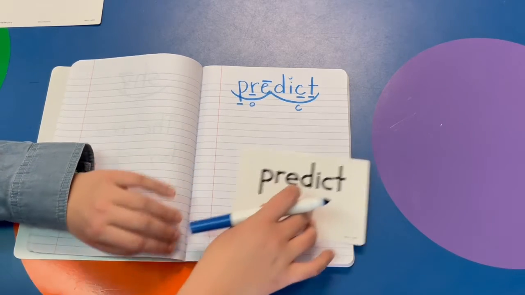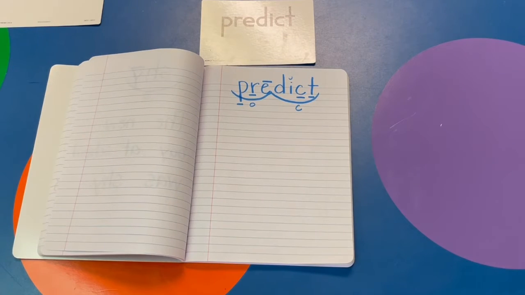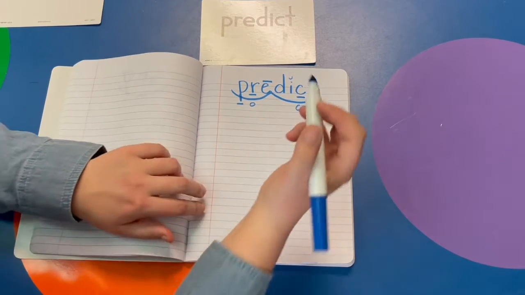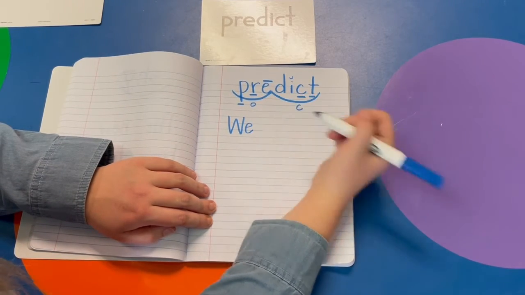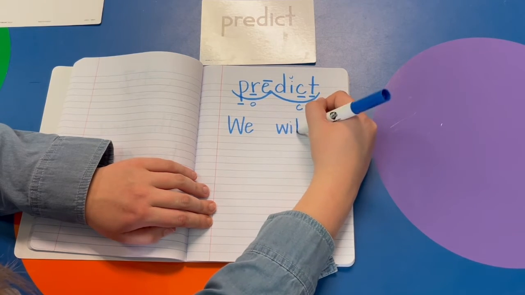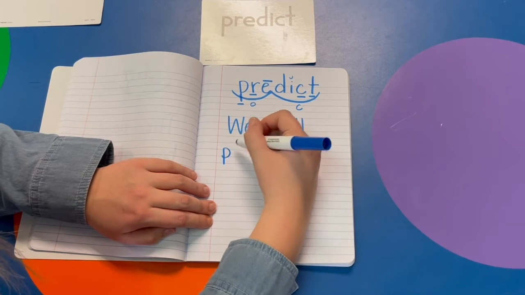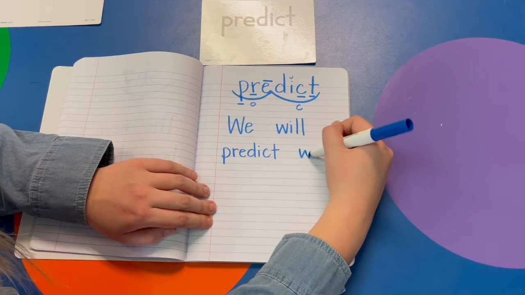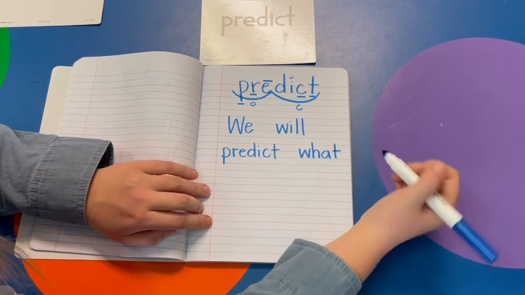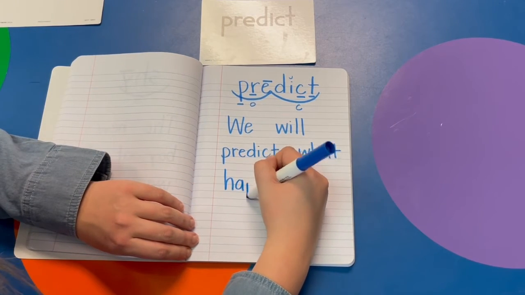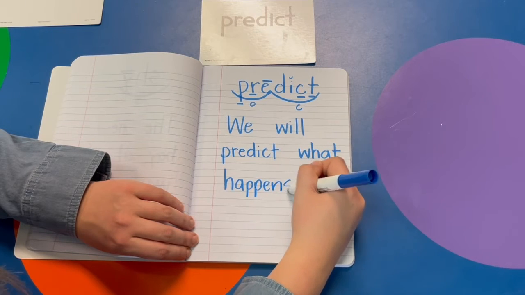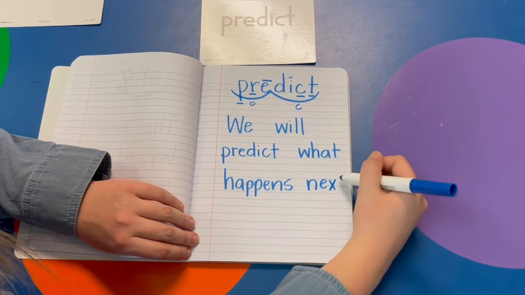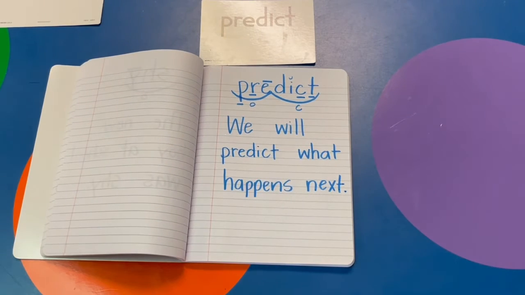All right, you can write the same sentence as me or come up with your own. I'm going to write the sentence, we will predict what happens next. We will predict what happens next. Pause this video if you need more time. Way to go, Dalmatians.